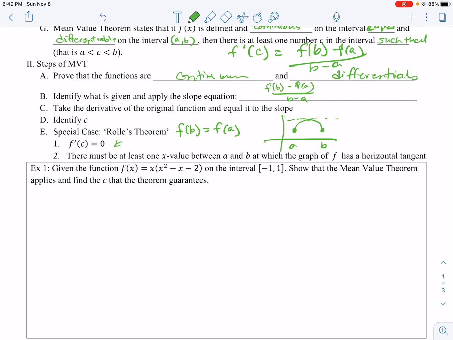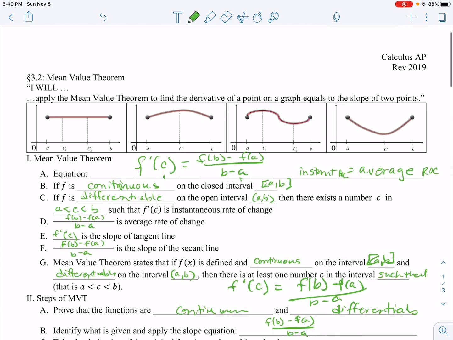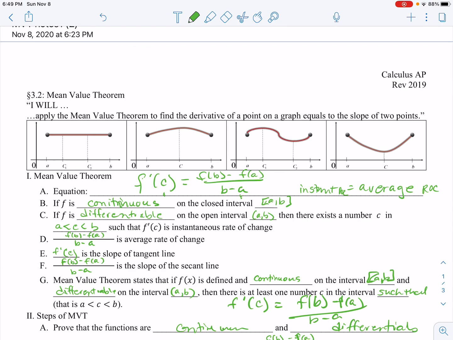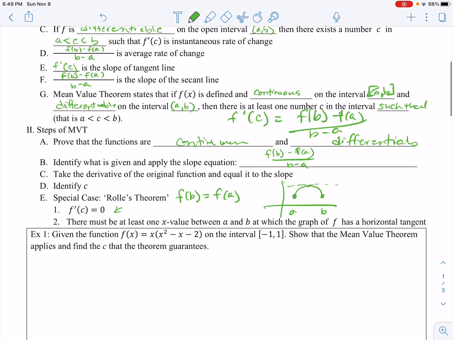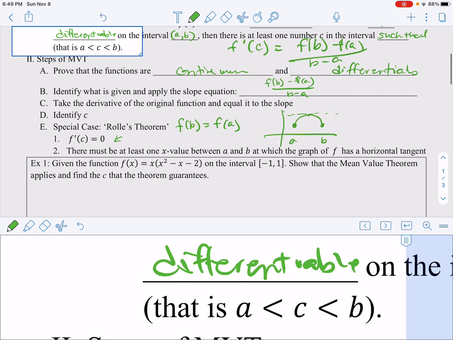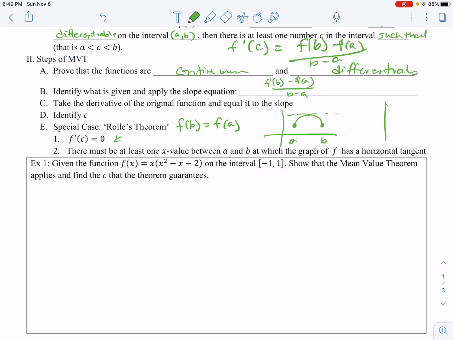Okay? What Rolle's is saying is that those all look like Rolle's theorem. What the mean value theorem says is this. Here's a, here's b, and here's the slope of your secant line. Then there's some point c that has the same slope.